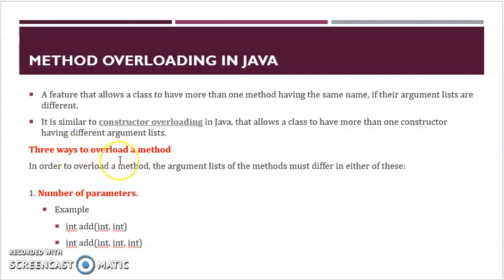Then how can we differentiate the functions? Three ways are there to overload a method. First one is the number of parameters. For example, here you can see one add function that is taking two input arguments, both of type integer. The second add function is taking three input arguments, all of type integer. So these two functions differ in the number of input arguments they are taking, therefore they are different. This is one case of method overloading.